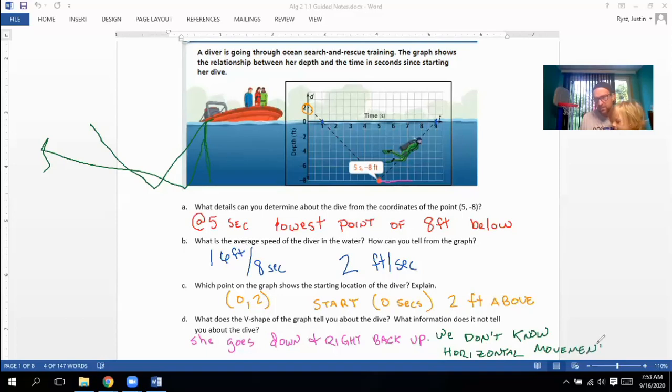Okay, so that's a nice little warm up to get our brain working for Algebra 2. Now we're going to focus on the math that's involved here. So let me clear this all up.